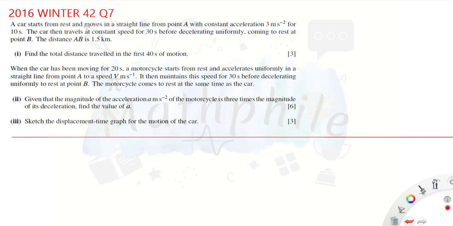Okay, a car starts from rest and moves in a straight line from point A with constant acceleration 3 meters per second squared for 10 seconds. The car then travels at a constant speed before decelerating uniformly, coming to rest at point B. The distance AB is 4.5 kilometers. There are a lot of ways to do this one. Let me try to get a rough sketch of the graph. I don't really need to sketch.